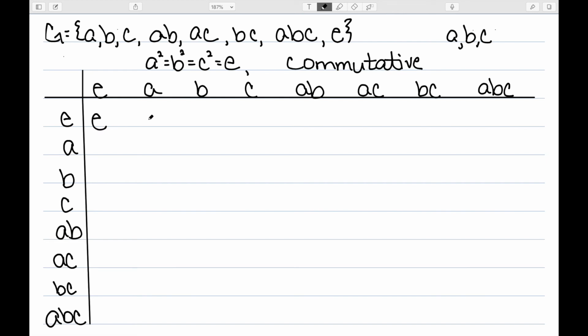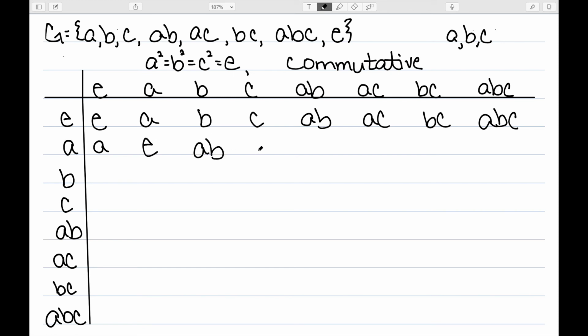We know the identity times anything is just itself, so I can go ahead and fill in that row pretty easily. Remember, this group is also commutative, so A times E, A squared, is the identity. We then have AB, AC. A squared B would give me just B. A squared C gives me a C. We then have A times BC. And A squared BC would give me BC since A squared is the identity.